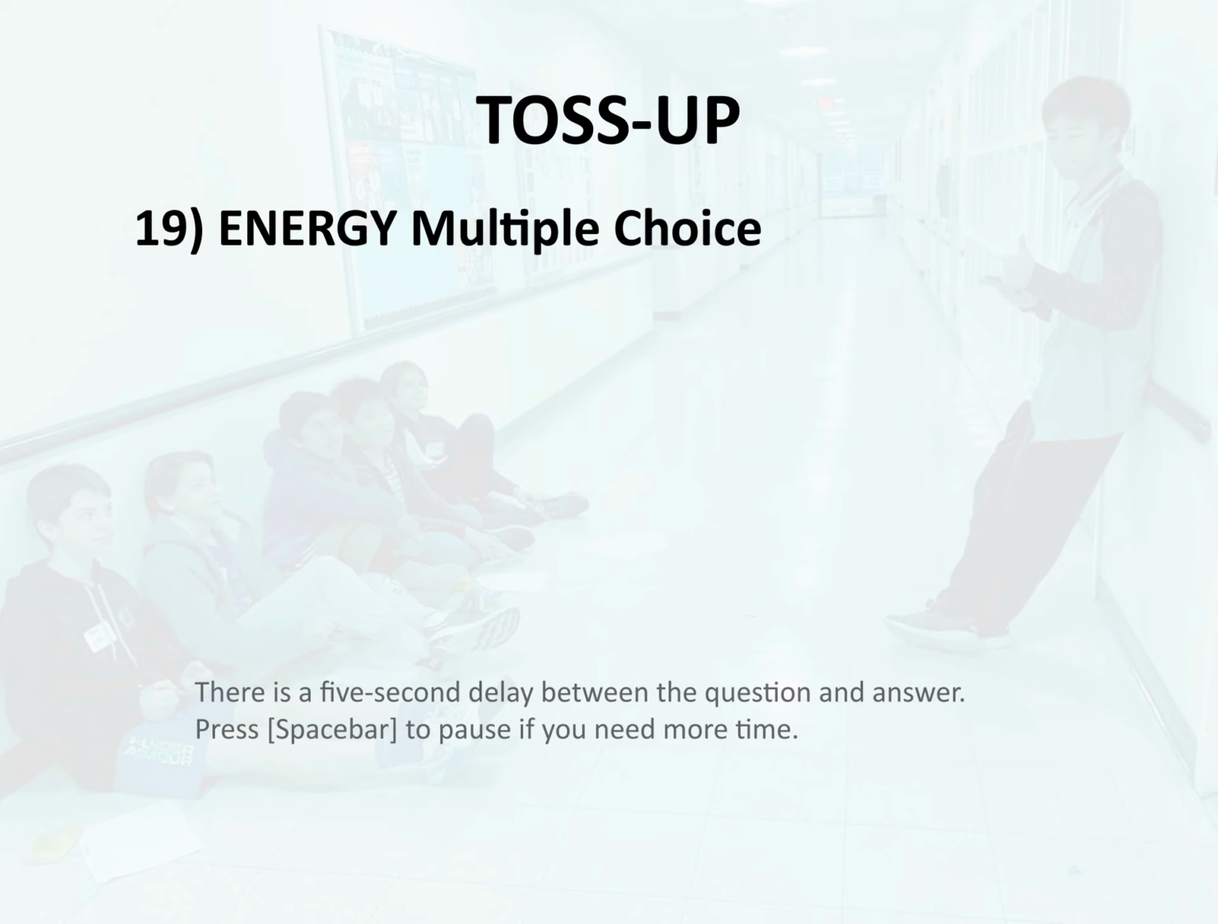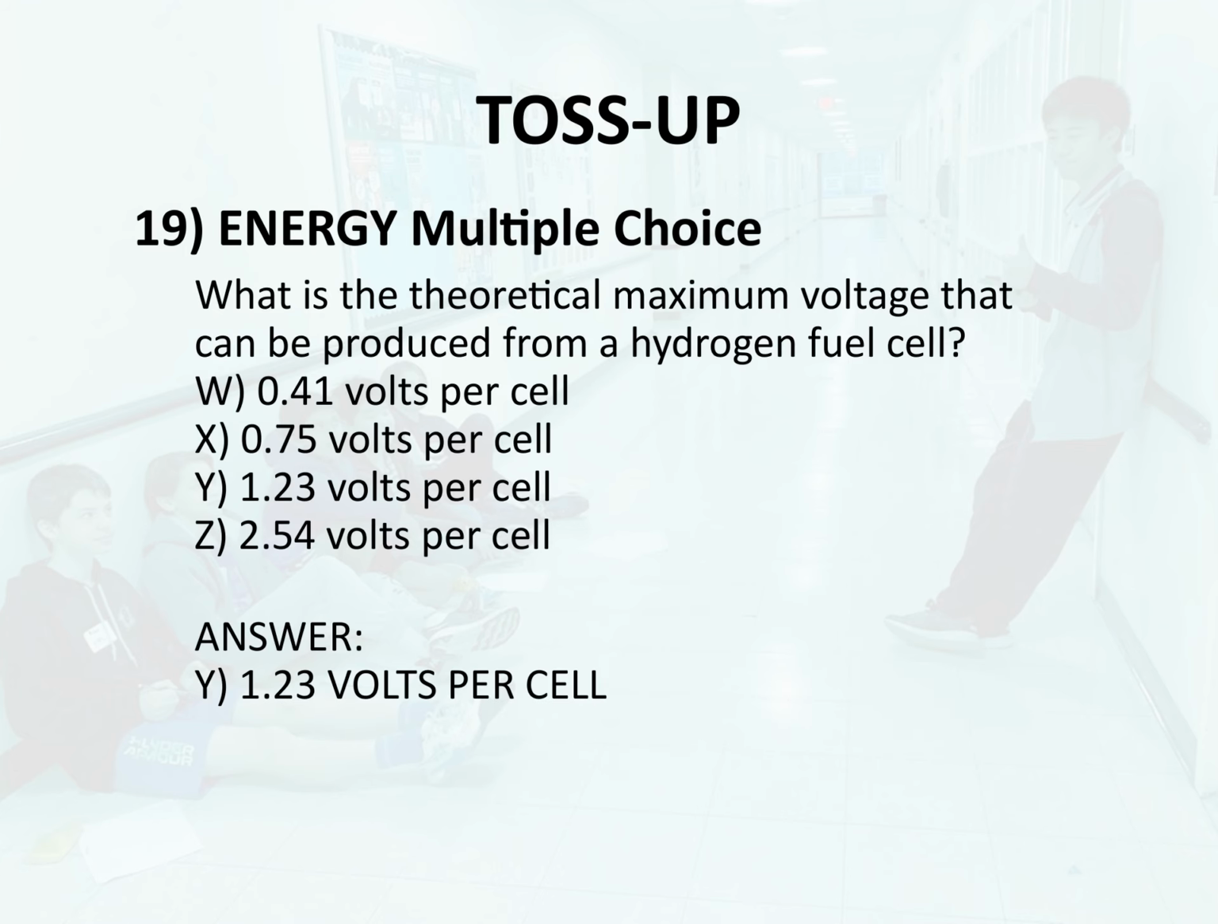Toss-up 19. Energy. Multiple choice. What is the theoretical maximum voltage that can be produced from a hydrogen fuel cell? W, 0.41 volts per cell. X, 0.75 volts per cell. Y, 1.23 volts per cell. Z, 2.54 volts per cell. Answer. Y, 1.23 volts per cell.